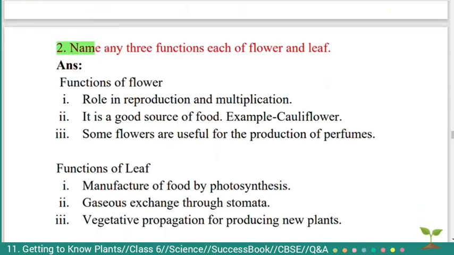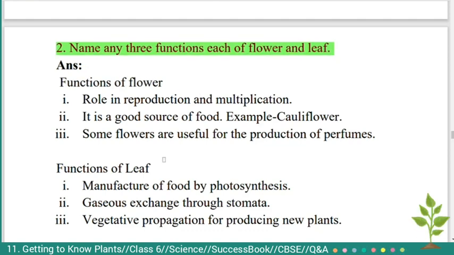Second question, name any three functions each of flower and leaf. Answer, first we will see functions of flower. First one, role in reproduction and multiplication. Second, it is a good source of food, example cauliflower. Third, some flowers are useful for the production of perfumes.